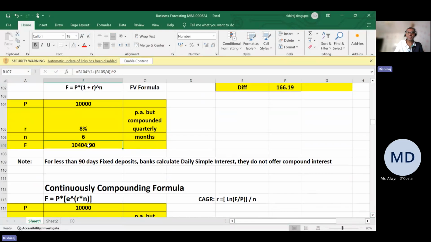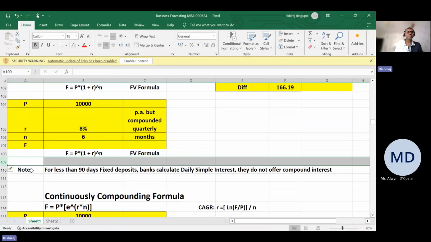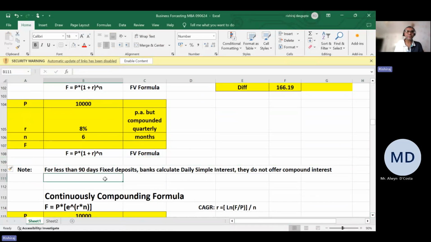This is just a practice. I am not doing it. You can do it for 6 months, what will be the maturity amount, using the mathematical formula and using the FV formula. So please note, for less than 90 days bank fixed deposits, banks always calculate daily simple interest.